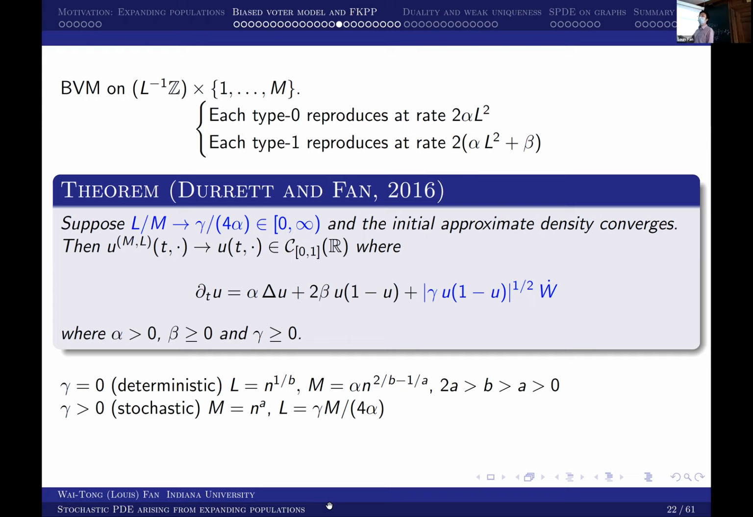Okay, so for example, we can just take any A and B so that 2A is bigger than B, bigger than A. Maybe A is one, B is two. Then L is root n, and M is root n again. So we can take L and M to both be root n, for example. B is one? Oh no, they have to be strictly bigger than, so one and two won't work. So pick any A and B satisfying this, and then plug into here, and this will go to the deterministic FKPP. So the effective gamma there will be zero, which means that the stochastic fluctuations don't matter.